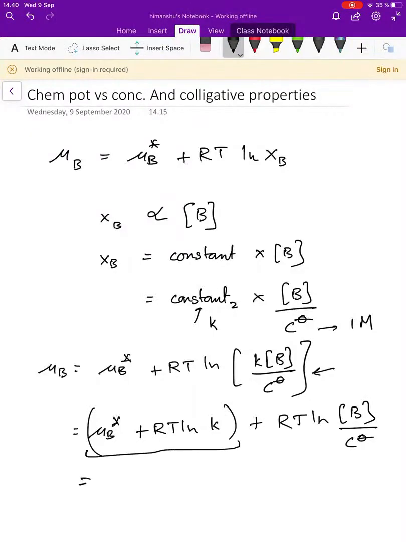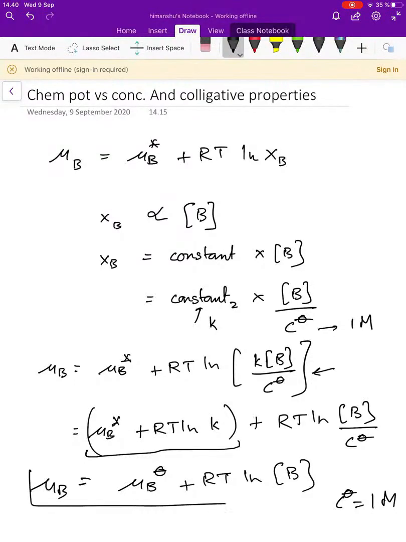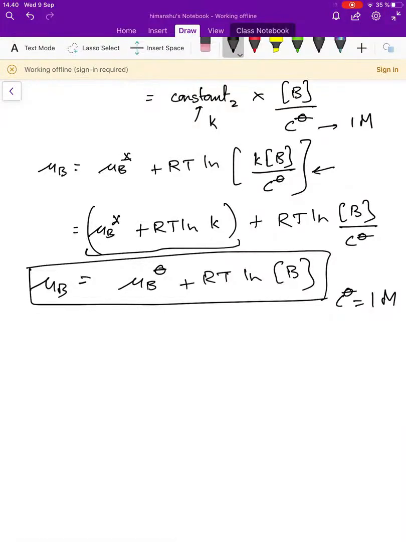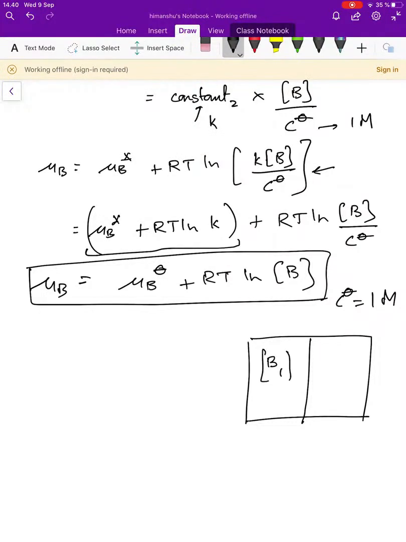This term here can be combined as some standard, because K is a constant, some standard chemical potential plus RT log of the concentration of B, assuming that C is equal to 1 molar. So the chemical potential can also be written in terms of the concentration of B. Now let's say you have two compartments both containing B at two different concentrations. Here the concentration is B1, while here the concentration is B2.